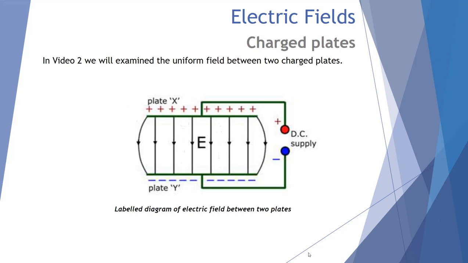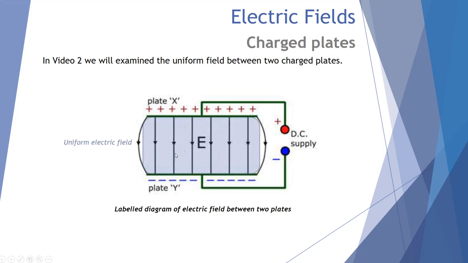In today's video, we'd like to have a look at the uniform fields between two charged plates and some of its applications. So first of all, we can see here in our diagram a DC power supply, which is able to generate a positively charged plate at the top here. It's hooked up to the positive terminal of the DC supply, and alternatively down the bottom we have the negatively charged plate as well, plate Y. So we've got a DC supply, positive plate on the top and negative plate on the bottom. Very similar, I suppose, to a capacitor in that sense.